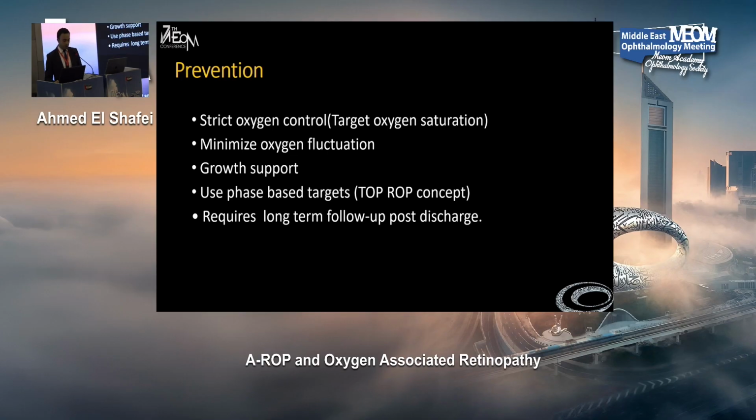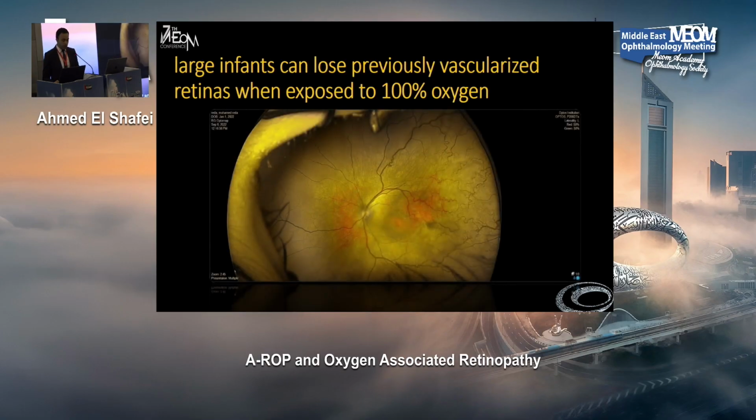follow-up even after discharge. This is an example of a large infant who was released from the NICU, then returned and was exposed to high oxygen levels. As you can see, there is the starting development of tortuosity and ischemia of the periphery, and a demarcation line in the area between the vessels where capillary dropout started to happen.